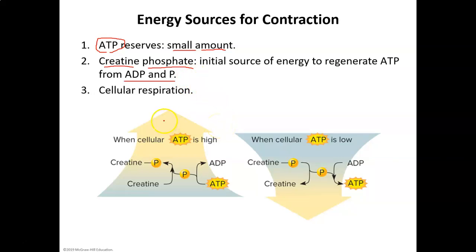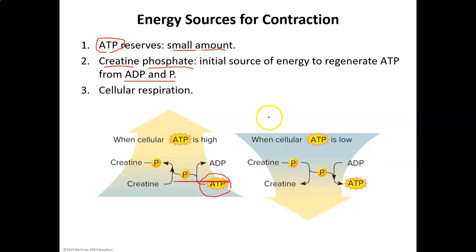Okay, so here's how it works. When cellular ATP is high, that means when you're at rest, when you don't need the ATP, you make ATP and you store some up. Not a ton, but some. So what that means is you don't need more ATP. So we're going to consider this to be excess ATP right there. That excess ATP gives up its phosphate group to creatine. Creatine is kind of like a storage molecule for phosphate inside a cell. All right, so the creatine hangs onto that high energy phosphate for use on a rainy day.